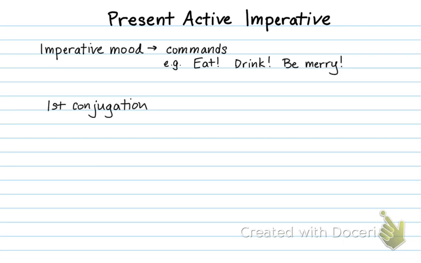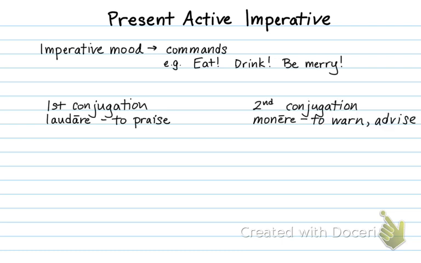For the first conjugation, again, we'll use laudare, to praise. To form a command which you give to one person and only one person, you want to use the form lauda. It's simply the stem. Again, that's only a command to one person. We call this the singular imperative.